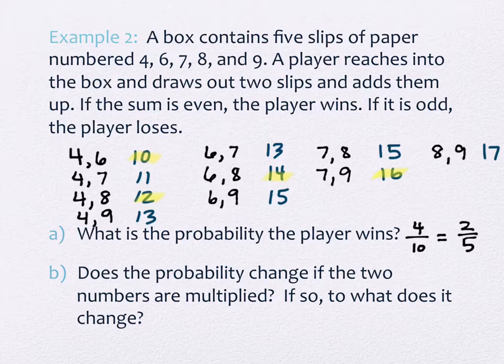Okay, so we're going to take that same scenario, but we're going to change the question. It says, does the probability change if the 2 numbers are multiplied? So just because I get an even number when I'm adding doesn't mean I get an even number when I'm multiplying. So I'm going to go back and I'm going to figure out which ones are even when I multiply. So if you want, you can actually multiply everything together to get the results, just like we just did. That would be perfectly fine. But I think there might be an easier way to do that.